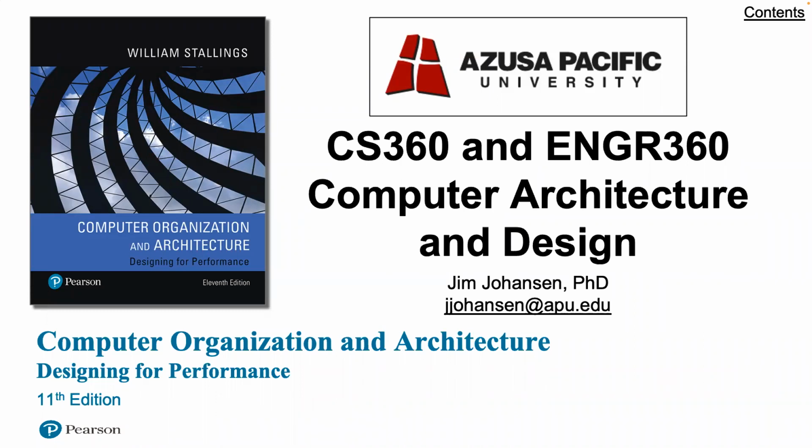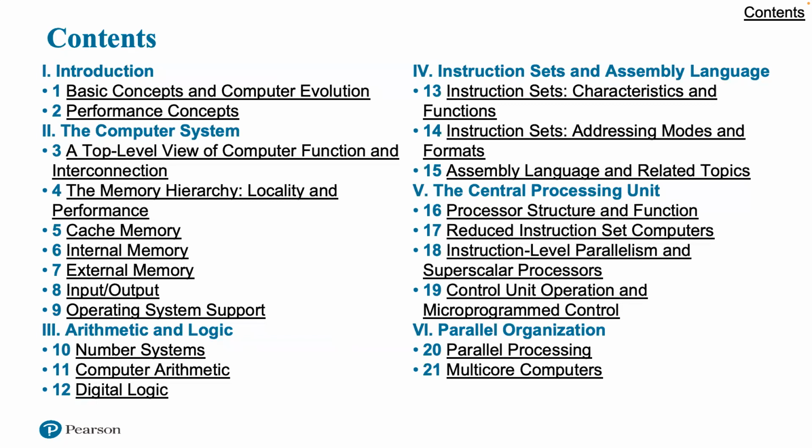By way of introducing the material, here's a nice way of viewing it, with the contents of the 21 chapters that we'll be covering. There are six different major sections and an introduction, where we'll get a chance to get familiar with some basic concepts and computer evolution, seeing how things have developed over quite a number of decades now. We'll then introduce performance concepts. That would be the first thing, just giving some basic orientation to computer design and computer architecture.